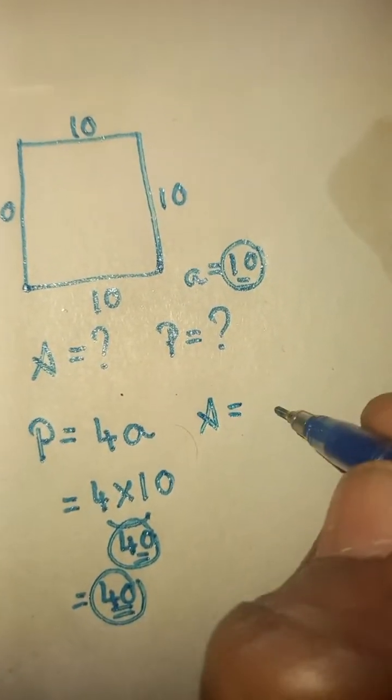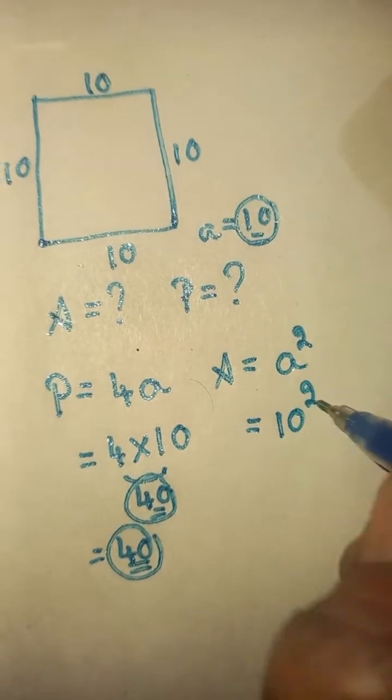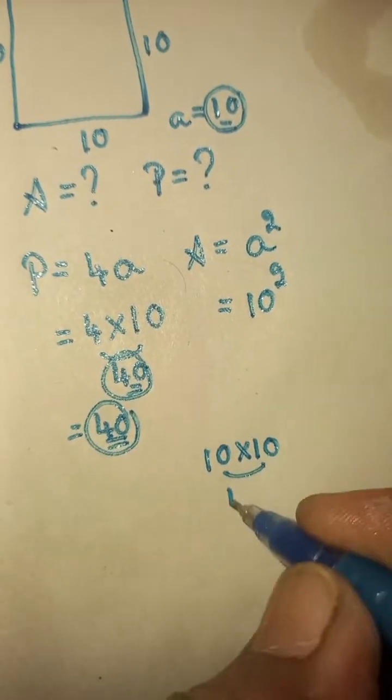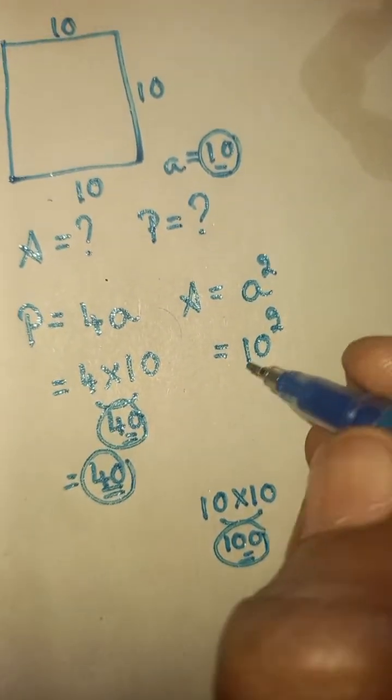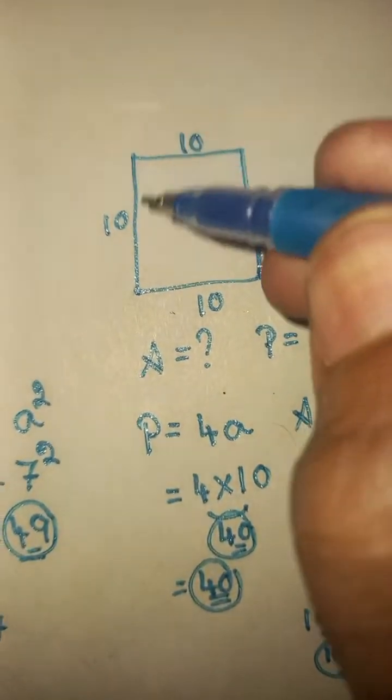The area of the square is side squared, so it is going to become 10 squared. 10 squared means you need to multiply 10 by itself. 10 times 10 is 100. So 100 square units is the actual area of this square.